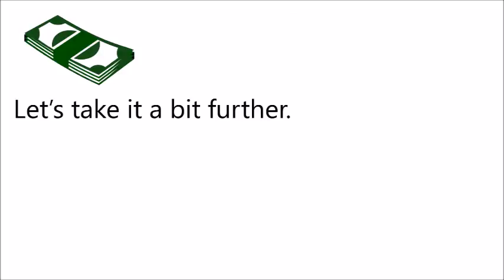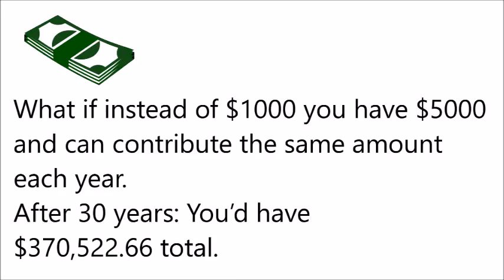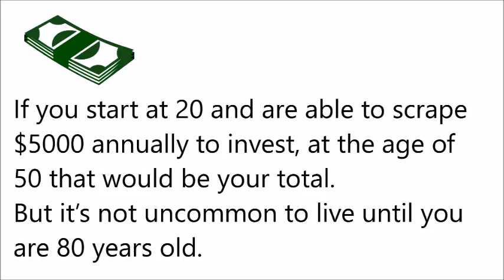Now we're going to change the numbers a little bit just to see what the difference can make. So instead of investing $1,000 every year, we're going to be investing $5,000 every year. After 30 years, you'd have $370,522.66. And then if you start at age 20 and you're able to scrape around $5,000 annually to invest, at age 50, you'd have that much money.